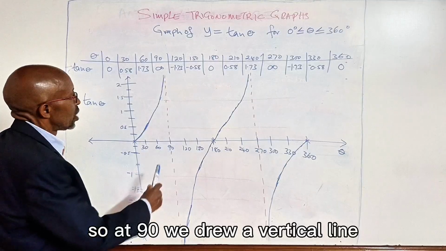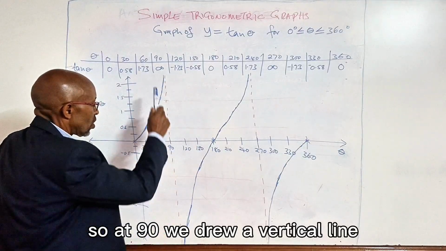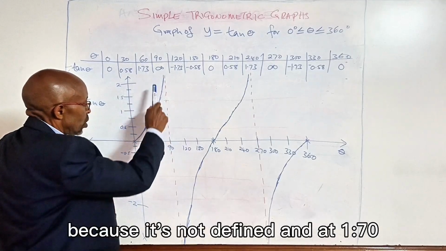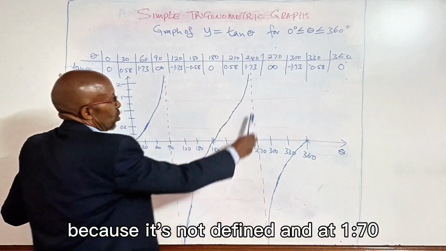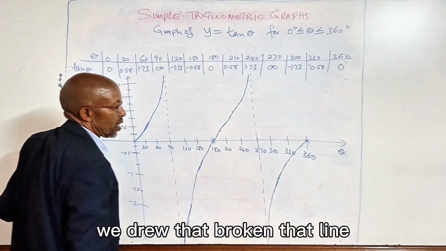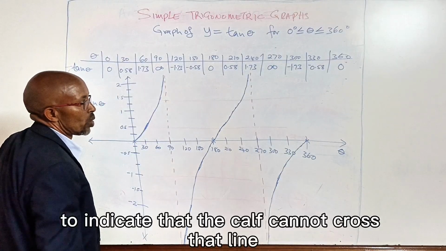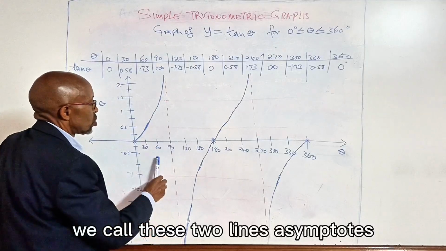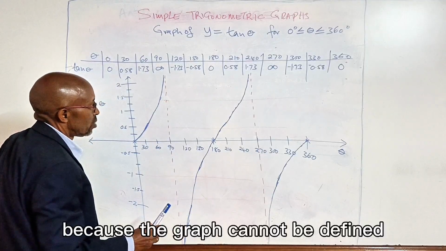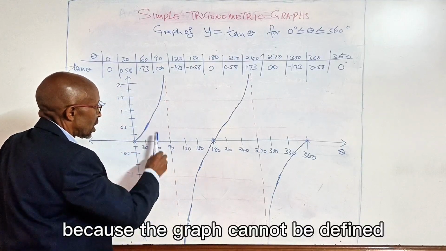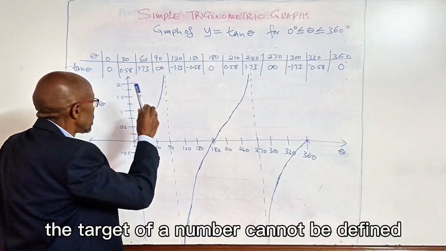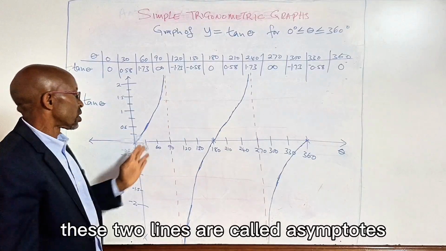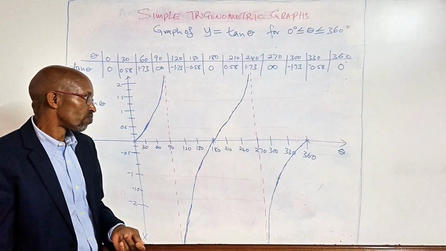So at 90 we draw a vertical line to indicate that the curve cannot cross that line because it's not defined. And at 270, we drew that broken red vertical line, to indicate that the curve cannot cross that line. We call these two lines asymptotes because the tangent of an angle cannot be defined there. These two lines are called asymptotes.